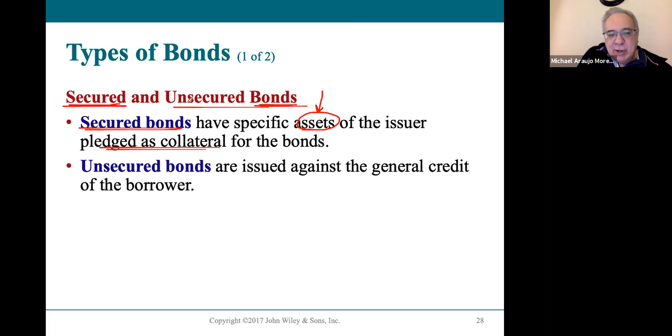It's a little bit different with an unsecured bond. Okay, an unsecured bond is an unsecured loan. So personally, you know a lot about unsecured loans because I think probably everybody here has a credit card. Credit cards are unsecured loans that the bank has made to you through Visa, MasterCard, whatever.